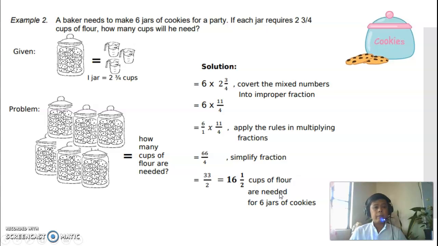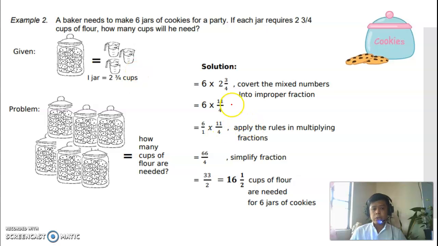Then, you have example number 2. A baker needs to make 6 jars of cookies for a party. So, gagawa daw yung baker ng 6 na jar ng cookies. So, if each jar requires 2 3/4 cups of flour, how many cups will be needed? Ang isang jar, kailangan niya ng 2 3/4 cups ng flour or harina. Ang gusto niya malaman, ilang cups yung kakailanganin niya para sa 6.